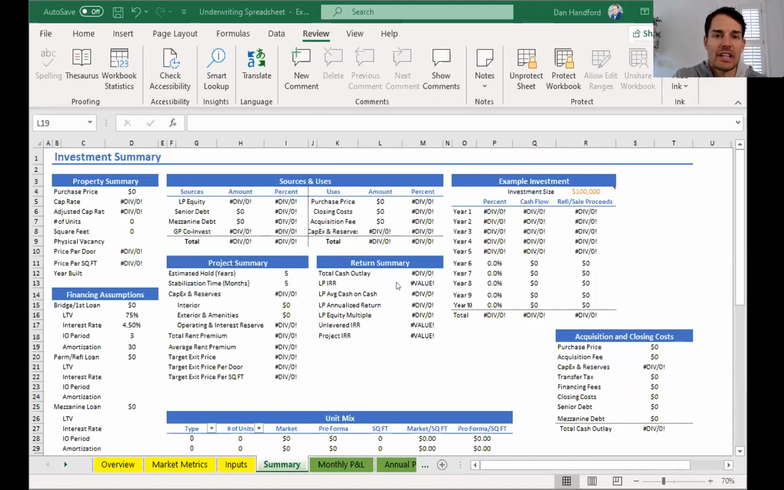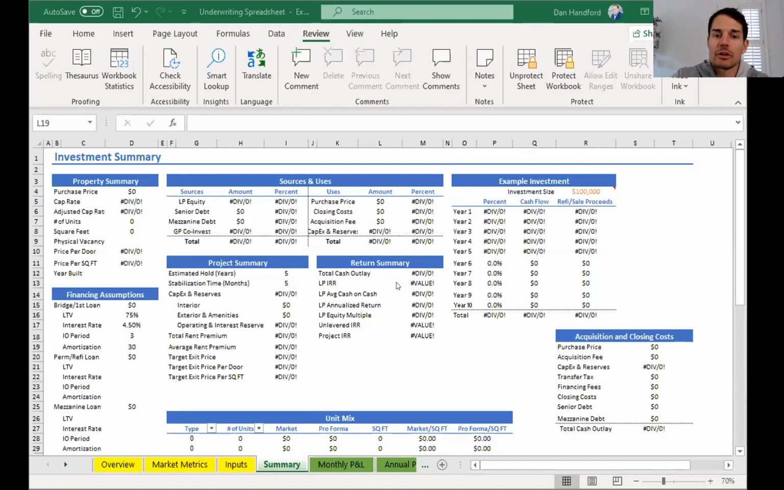So what type of debt are we going to use? What's the interest rate? What is our LTV or loan to value, or LTC, loan to cost, depending on the type of product that we would be using, either permanent agency debt or a private bridge loan.